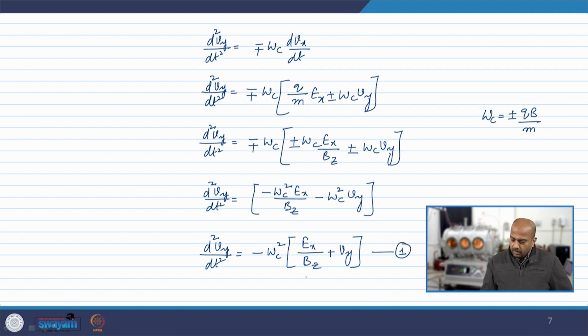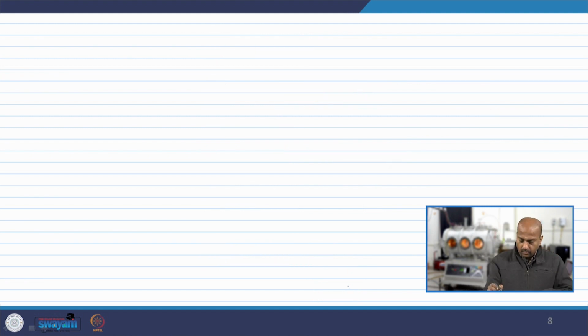Now, what you see here, this ratio has the dimensions of velocity. So, this is a constant here and this is a time dependent quantity which appears to the right. Now, in order to simplify this equation, let us say we write Ex by Bz plus Vy, let us call it as X.